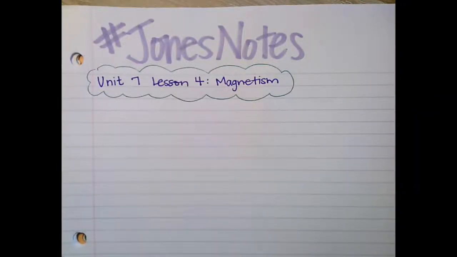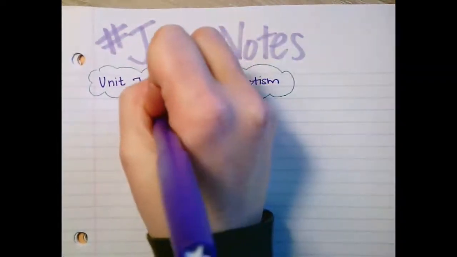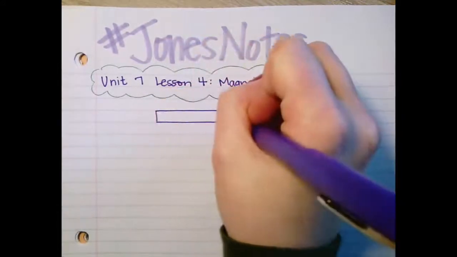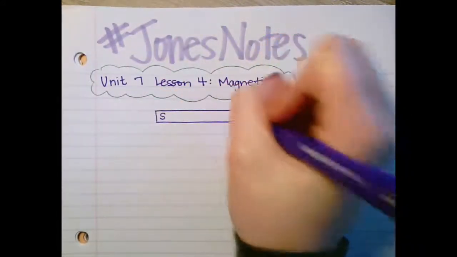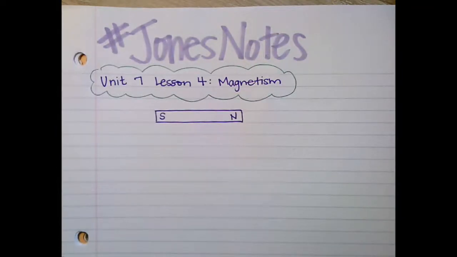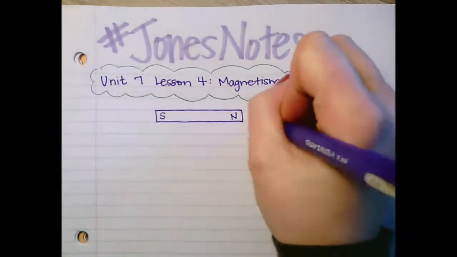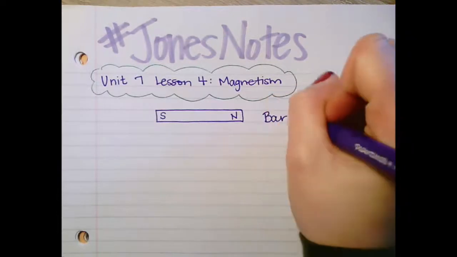Hey guys, we are officially on Unit 7, Lesson 4, which is magnetism. First I would like to draw a fancy little magnet. So we have an N and an S for the North and South Pole. So this we would call a bar magnet.